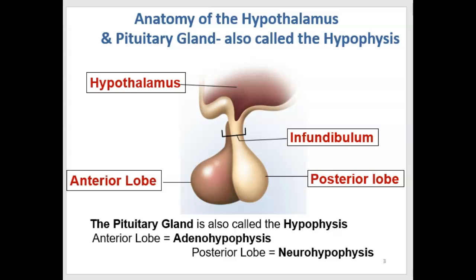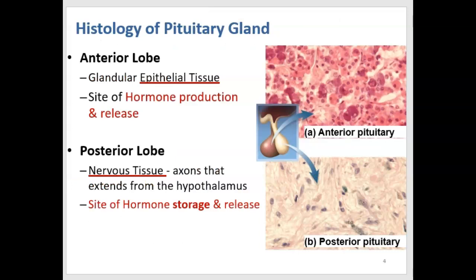But if we look at the tissues that are present in the anterior lobe and the posterior lobe, I think it'll make more sense why anyone would have ever named them adenohypophysis and neurohypophysis. So let's look at those tissues. So the anterior lobe is composed of glandular epithelial tissue. Now this is a site of hormone production, because that's what epithelial cells do, and release.